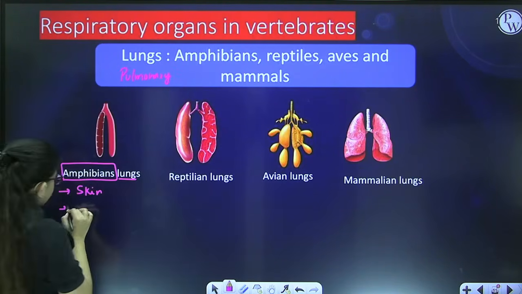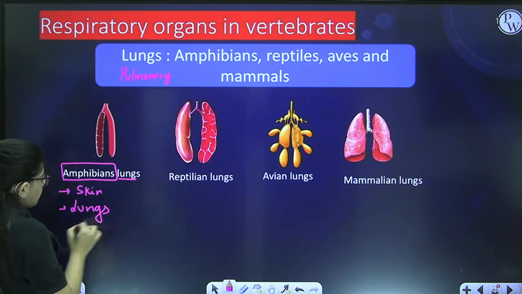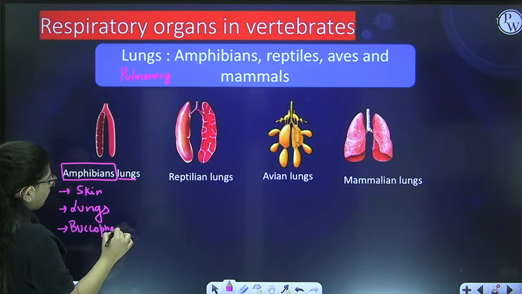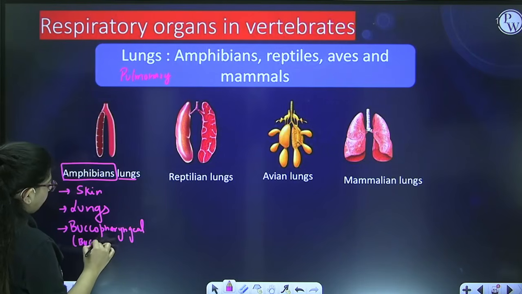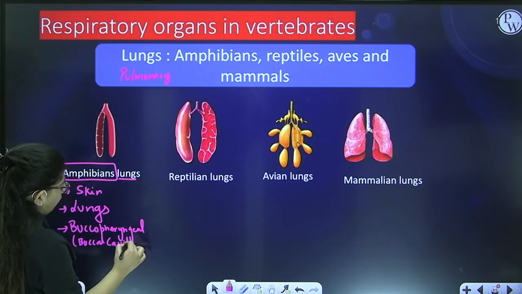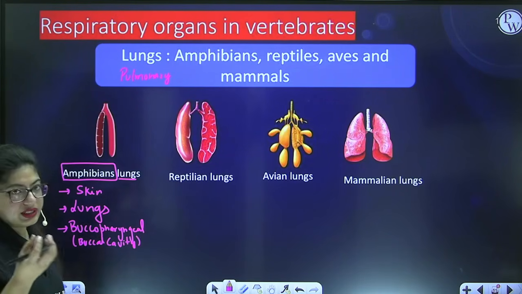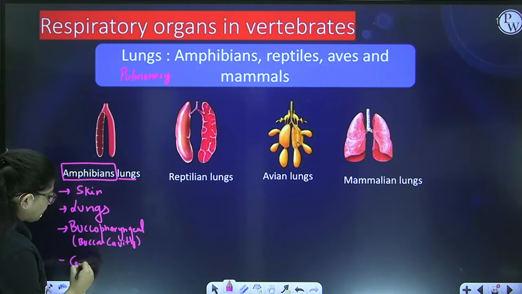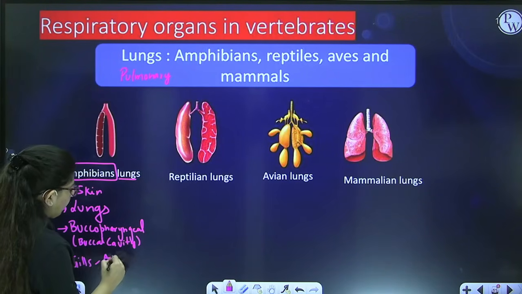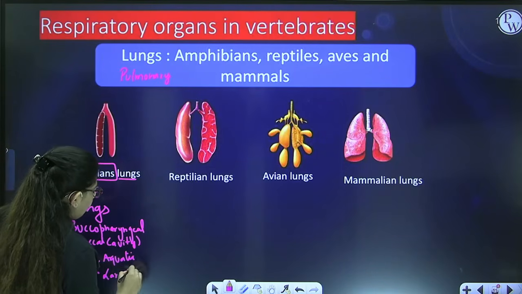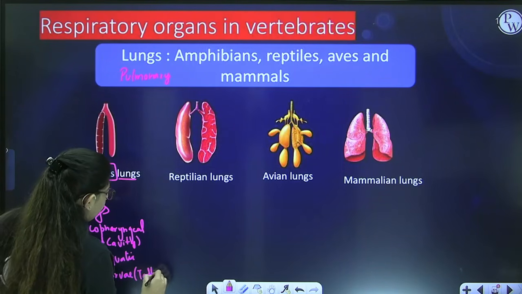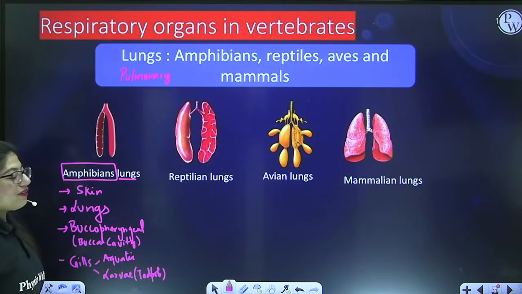They can respire through lungs, through skin, and through the buccopharyngeal cavity, that's their buccal cavity. They also have very moist skin. And lastly, gills. Gills are seen in aquatic amphibians and the larvae, which are tadpoles. Fine. Then we have reptiles.